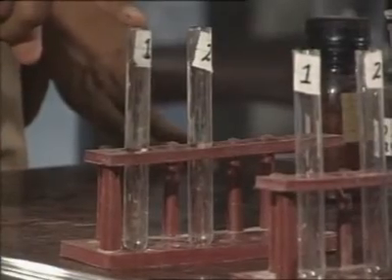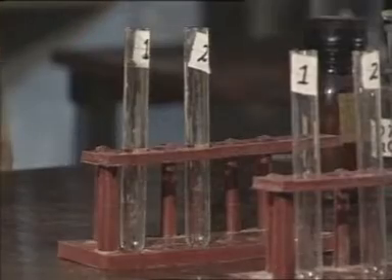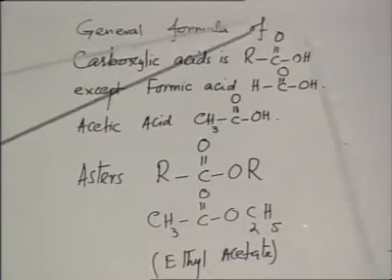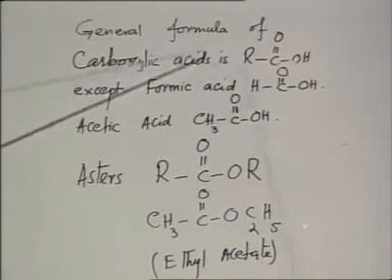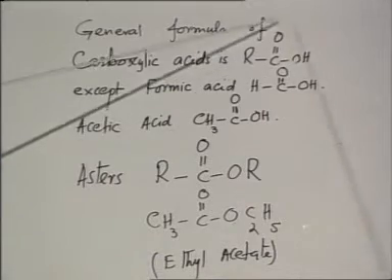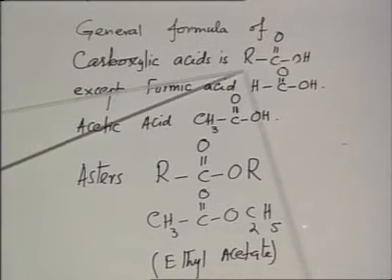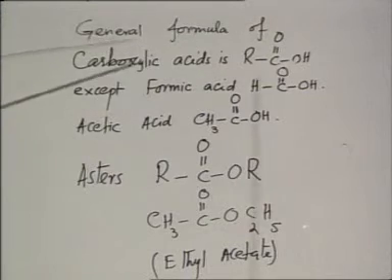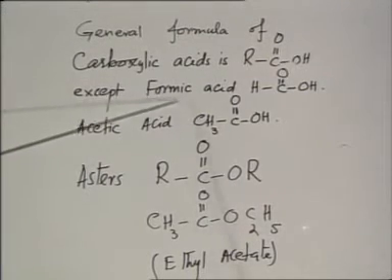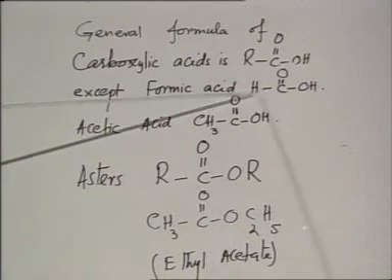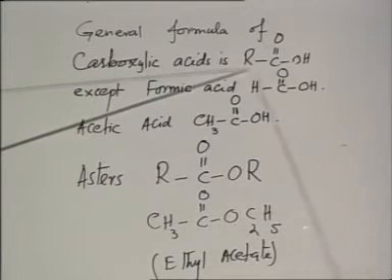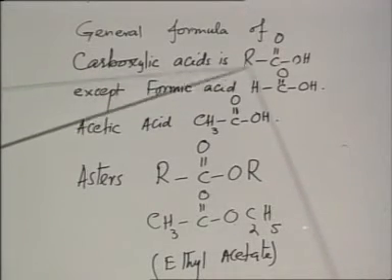The compound in test tube number 1 is a carboxylic acid. The general formula of carboxylic acids is R-C double bond O-H, where R is an alkyl group. There is only one exception. In case of formic acid, there is hydrogen instead of an alkyl group. So this is the only exception.